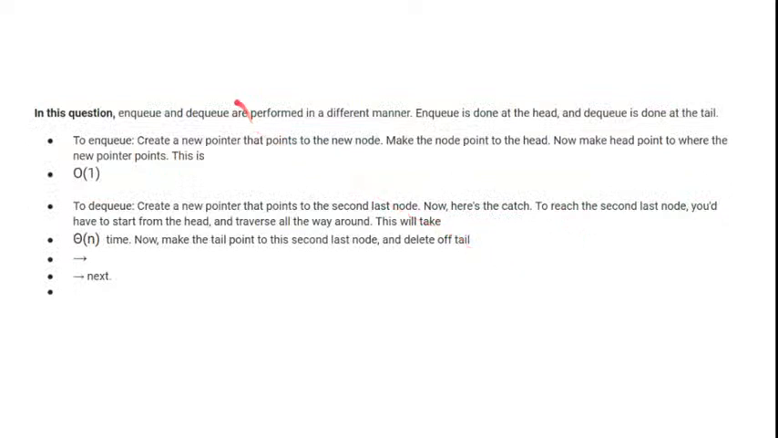So here NQ and DQ operations are performed in different manner. NQ is done at the head and DQ is done at the tail. To NQ, create a new pointer to make a new node, and it takes O of 1, and for DQ it takes theta of n, that is O of n.